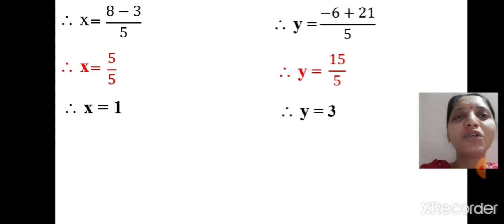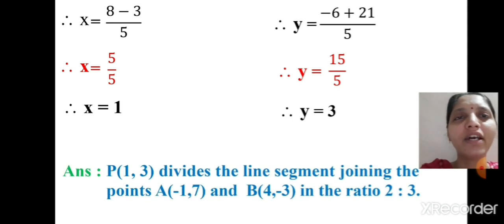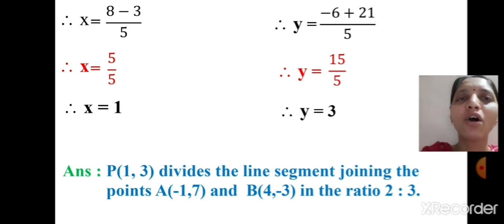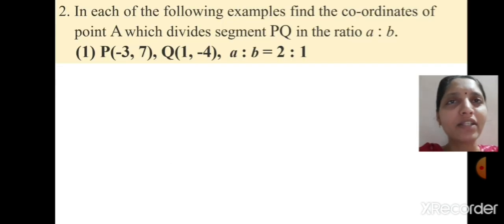So these are the two coordinates, x and y coordinate of point P. So we will write here answer as P(1, 3) divides the line segment joining the points A and B in the ratio 2:3. So we got the coordinate of point P. Now let's move on to the next question.